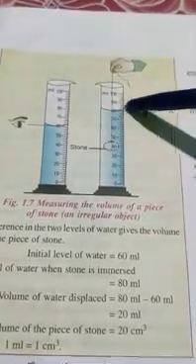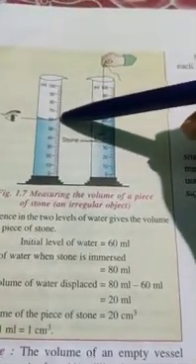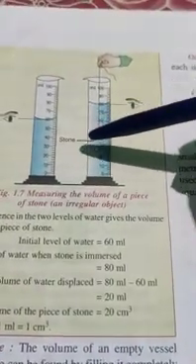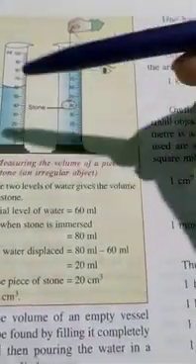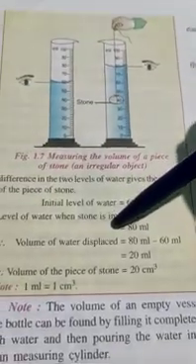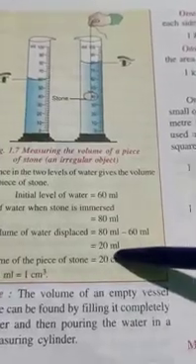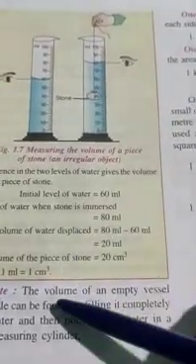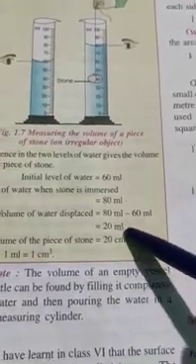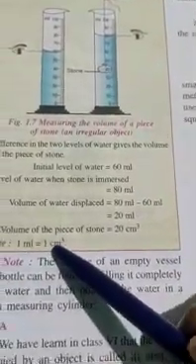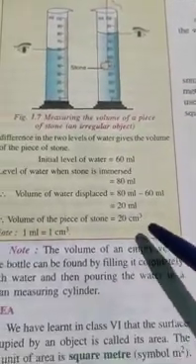So this is the initial and this is your final position. The initial level of water is 60 ml. Now when the stone is immersed, you get 80 ml. So what is the volume of water displaced? 80 minus 60, you get 20 ml. So 20 ml of water is displaced. So what is the volume of the piece of stone? 20 centimeter cube. How centimeter cube? 1 ml is equal to 1 centimeter cube, so multiply by 1, you get 20 centimeter cube.